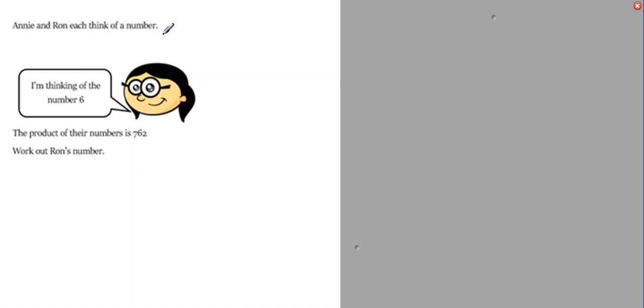Annie and Ron are each thinking of a number. Annie is thinking of the number 6. The product of their numbers is 762. You need to work out Ron's number. Have a think. The product of their numbers means that they have been multiplied together. The product is 762. Annie is thinking of the number 6. You now need to do the inverse operation to work out Ron's number, so the inverse of multiplication. Pause the video now and have a go.